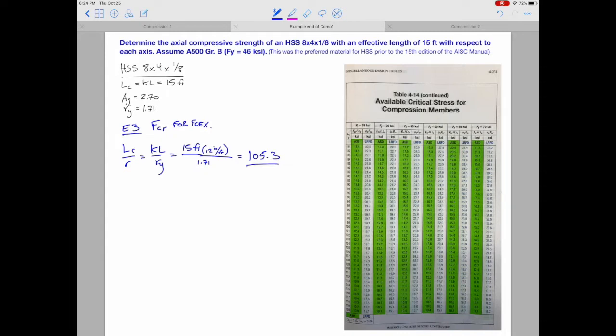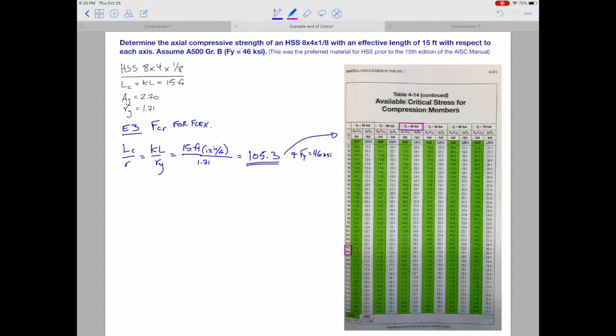And I get 105.3. Good. You may notice that I put Table 4-14 here, so at this point I'm just going to enter the table. I'm going to enter this table with this value of KL over r and Fy equal 46 ksi. So what does that mean? It means I got to go here, 46 ksi, and then I need to find the applicable sections here.